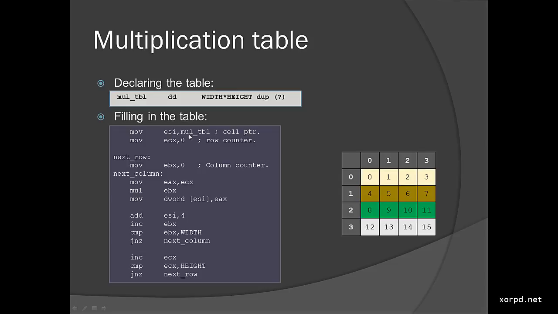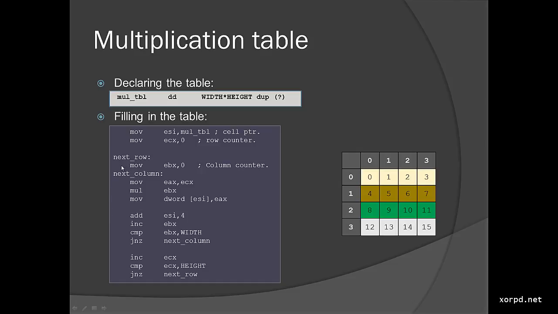We move this label mul table into ESI, and we also initialize two counters, one for the rows and one for the columns. Those are ECX and EBX. The next thing that we immediately see is that there are two loops here. One is internal, which is called next column. We can see this instruction, jump not 0, which jumps to this label, next column.